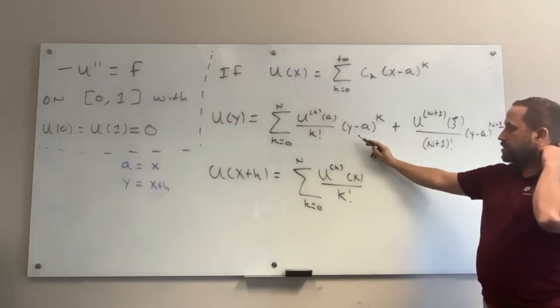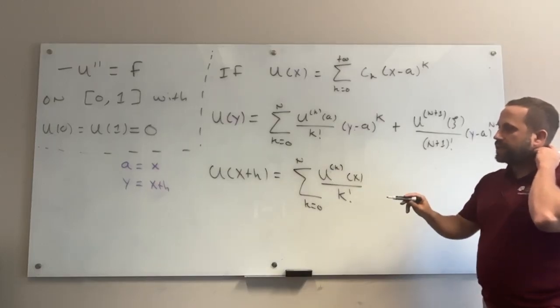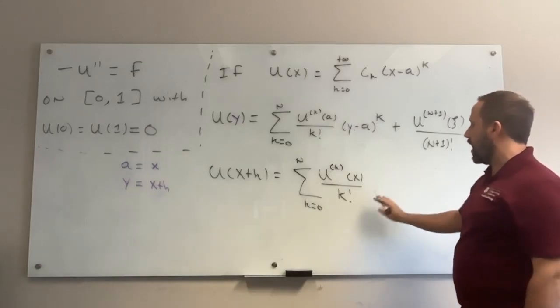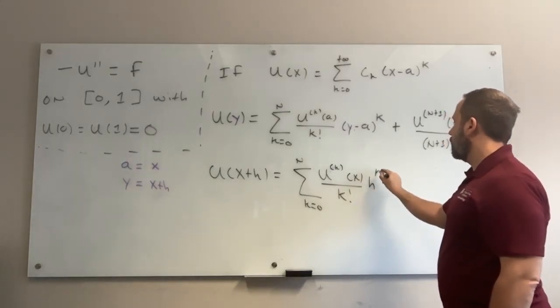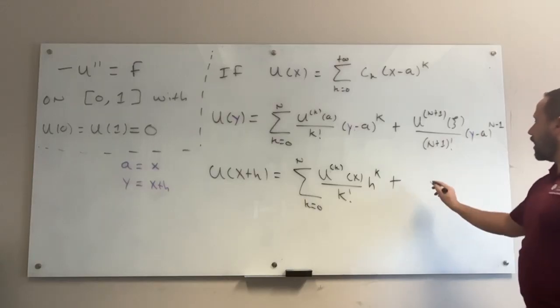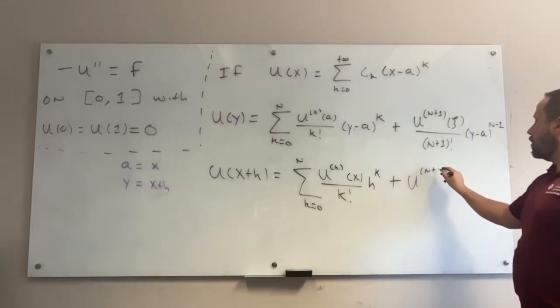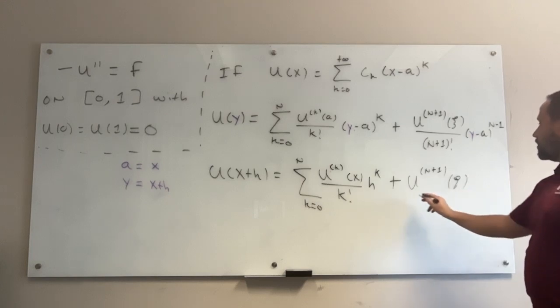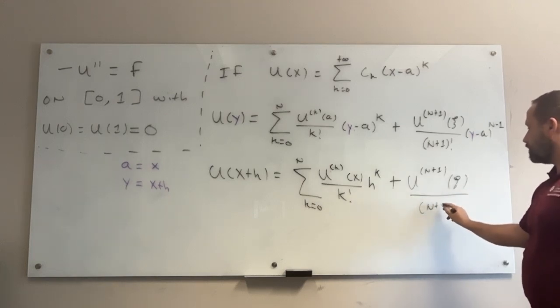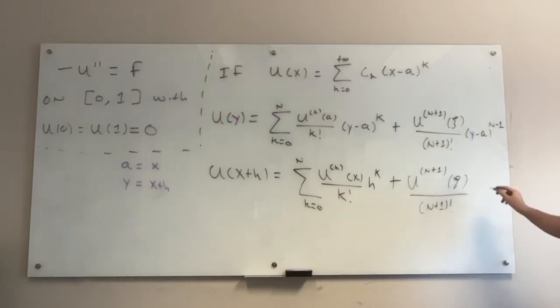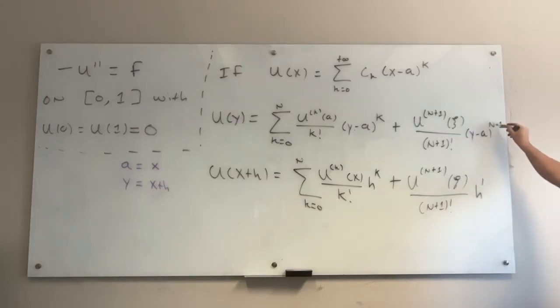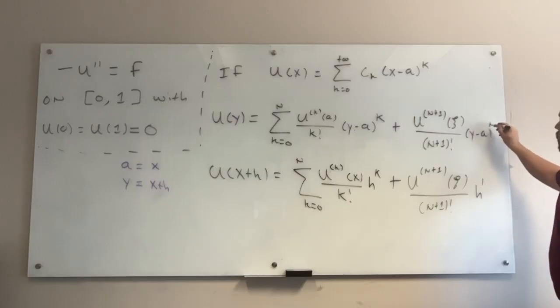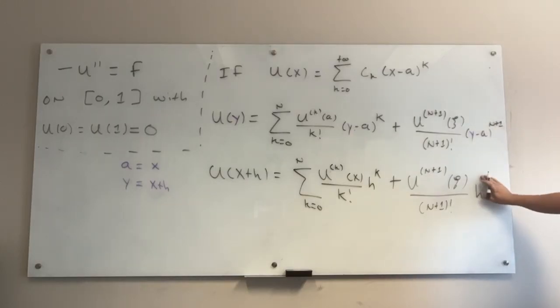Y is x plus h. X plus h minus a, that's x plus h minus x. So this is going to be h. So we're going to have times h to the power of k. And then over here, we're going to have times the n plus 1th derivative of c divided by n plus 1 factorial. And again, here, we're going to have h. Sorry, that should be a plus. H to the power of n plus 1, like this. Okay, and so we're going to see this. We're going to see u of x plus h is equal to sums like this.